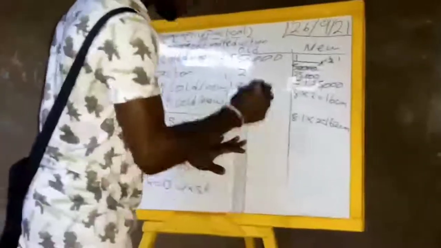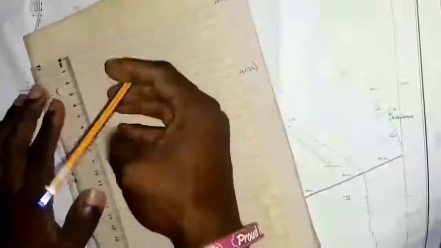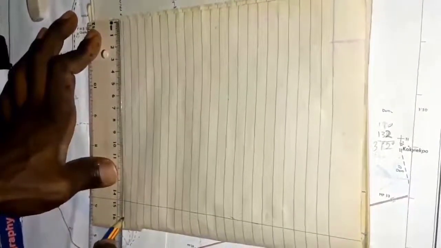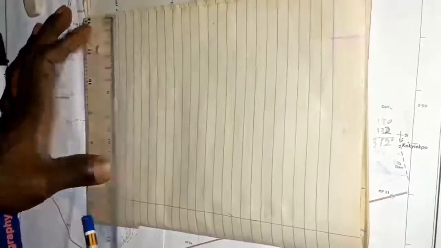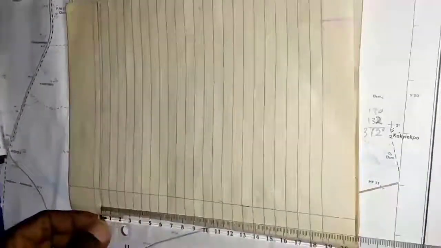You have 16, so the length, you measure 16 centimeters and then you draw. From the board, we had the length to be 16 centimeters. So you draw 16 ends here. Okay. And then the width was 16.2.